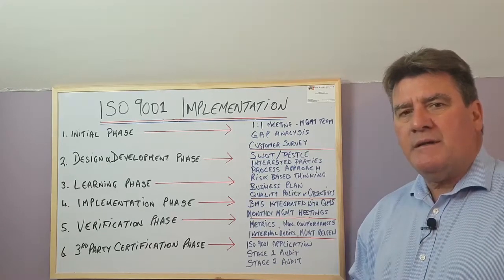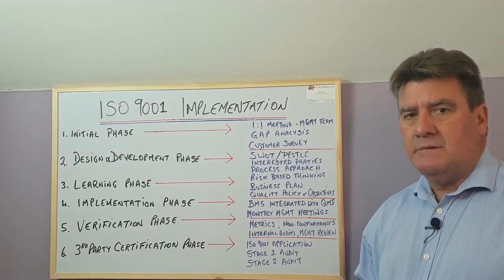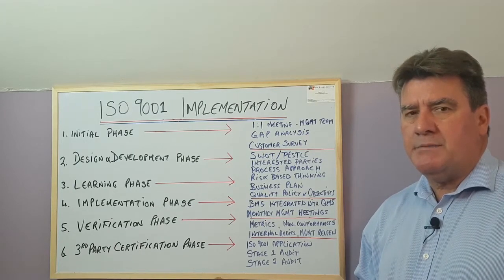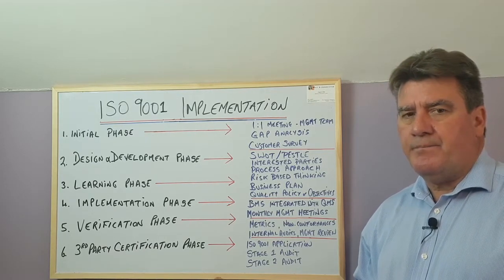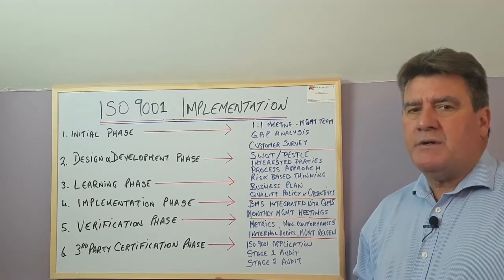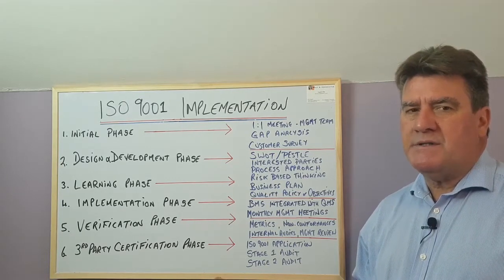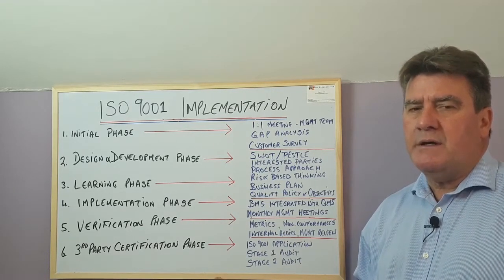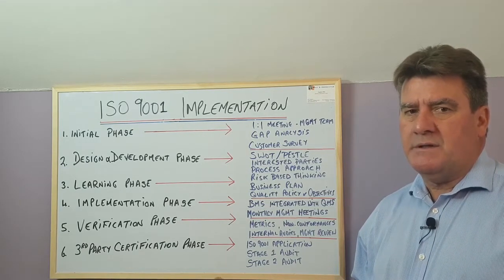A key element of the learning phase is the transfer of knowledge into an organisation. To this end, we look at 2 areas. We look at the business planning process and we look at the quality policy and quality objectives. Within the context of the business planning process, what we try to create is an integrated company where all noses are pointing in the same direction. Everybody understands where the organisation is going, its intended results, and the strategic direction of the organisation.